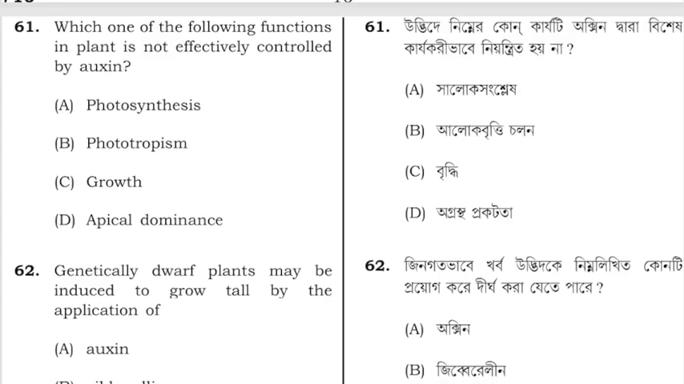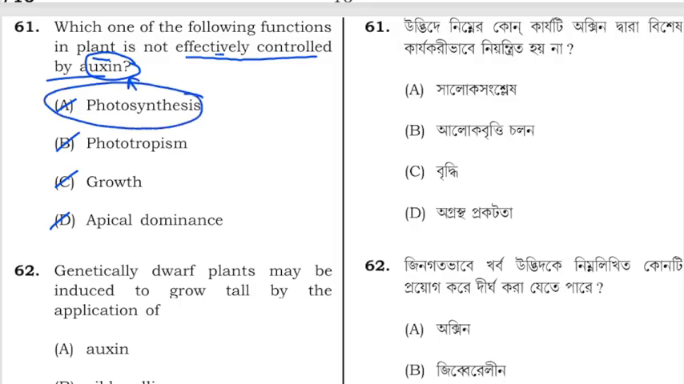Next question is, which of the following functions in plants is not effectively controlled by auxin? Means this auxin does not control which of the following? A is photosynthesis, B is phototropism, C is growth, D is apical dominance. So photosynthesis is not at all controlled by auxin. It controls phototropism, it controls growth, it controls apical dominance. These are the things that are directly influenced by auxin. But photosynthesis is not directly influenced by auxin.